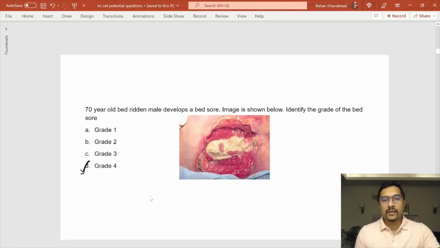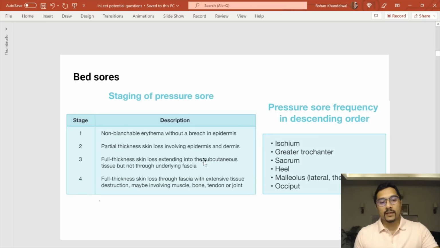Bed sores are extremely important, and invariably if they ask you the grade of bed sore, it would usually be a grade 4 bed sore. If they show you an image, here you can see the muscle is exposed. So you should know the grades of bed sores. Grade 1 is just non-blanchable erythema, 2 is partial thickness involving epidermis and dermis, 3 is subcutaneous tissue, and 4 is muscle layer. So this is the same as the grading of burns as well.